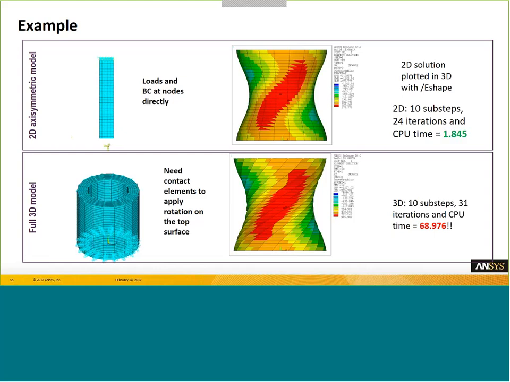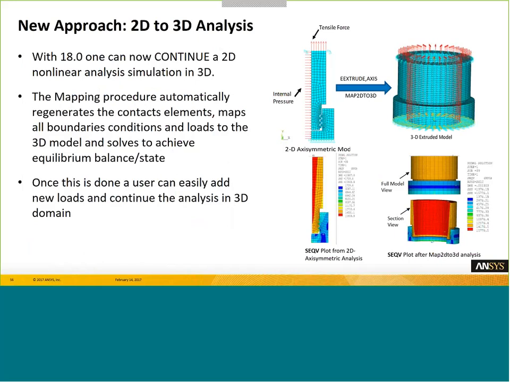Once you've carried out the 2D analysis and you're happy with it, you might want to take that to a 3D analysis. Now you can continue your 2D analysis onto a 3D analysis. What happens here is we take the mapping of the current stress state, the deformations, and also the contacts, and create a 3D model automatically for you from this. So this is really, really powerful stuff.